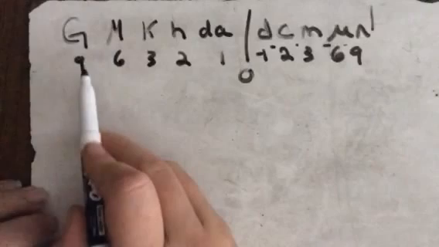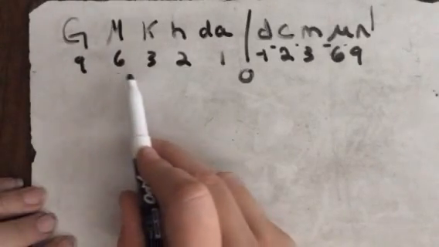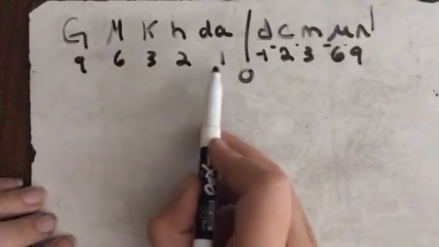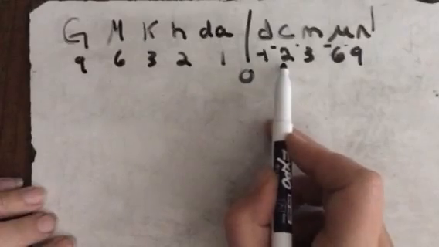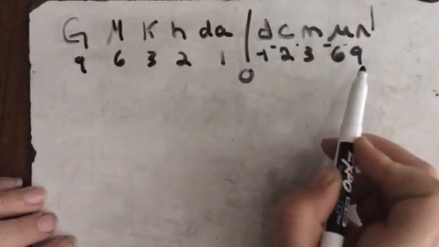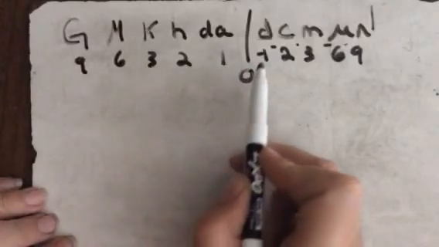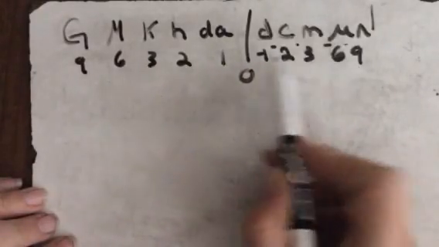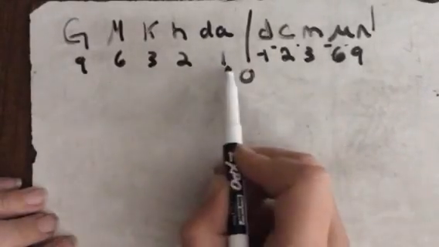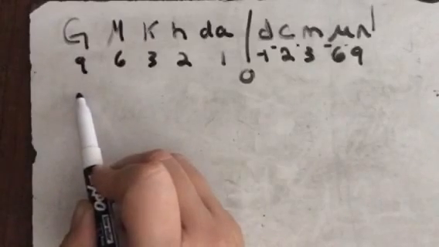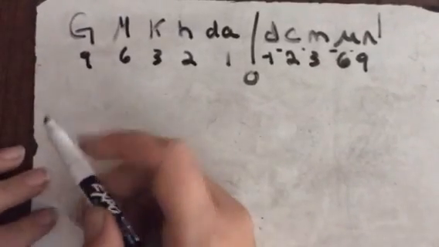And there's a sentence that will help you with this. Great, mighty King Henry died by drinking chocolate milk Monday night. Then you just go 1, 2, 3, up by 3s, 1, 2, 3, up by 3s. So you have to know that.